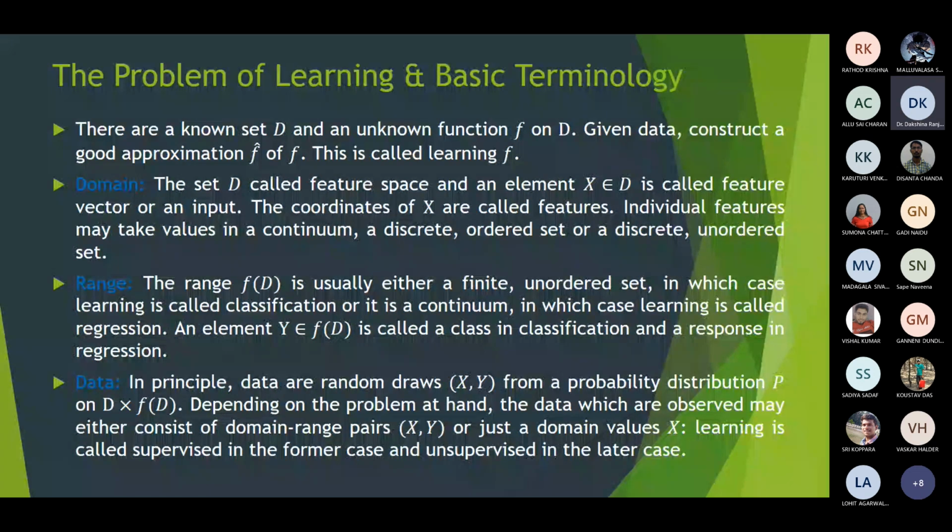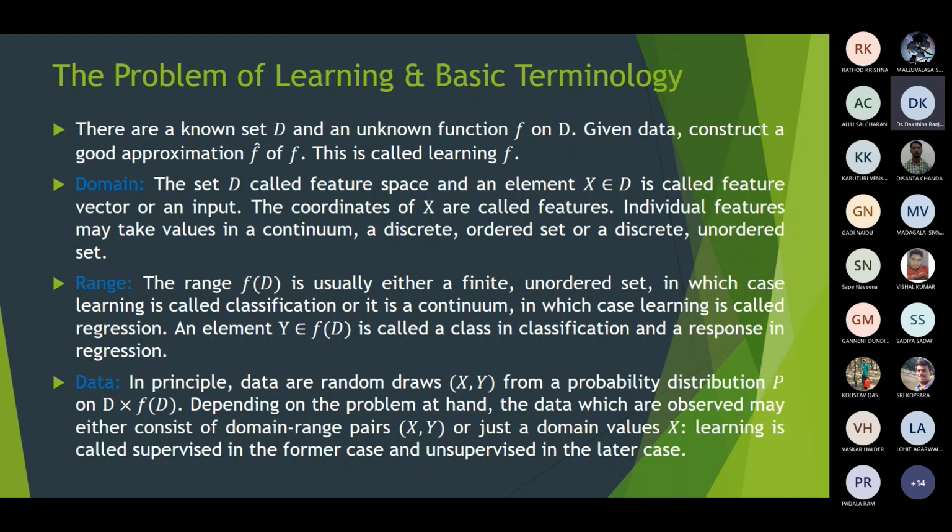The next terminology is data. We can draw the data x comma y from a probability distribution P on D by FD. Here D is the feature space and FD is the range. If we take the product of this feature space and range, over this we can have the probability distribution P, and from this probability distribution we can make random draws of data x comma y.